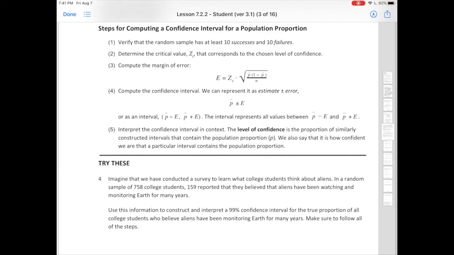The interval represents all values between p hat minus e and p hat plus e. Step 5, interpret the confidence interval in context. The level of confidence is the proportion of similarly constructed intervals that contain the population proportion p. Now, usually you don't have to write all that, but we also say, and the second sentence is what I usually prefer, we say it's how confident we are that a particular interval contains the population proportion.